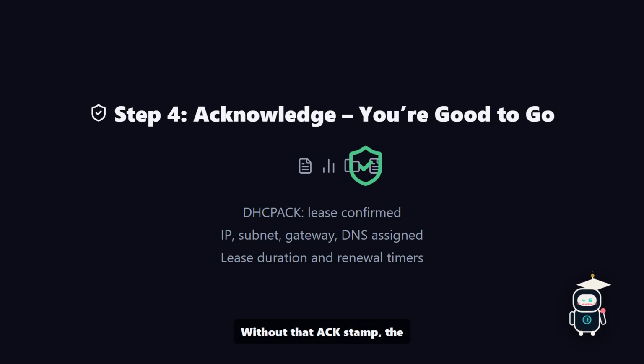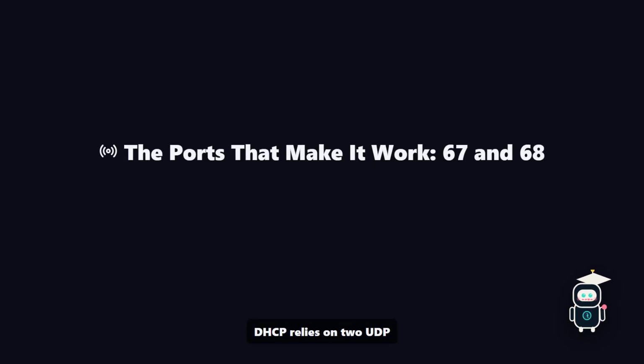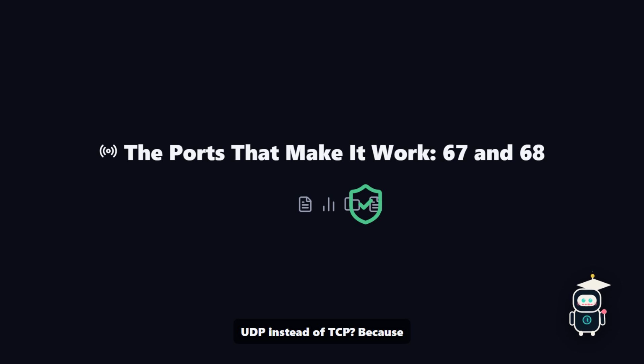Without that ACK stamp, the handshake is incomplete. DHCP relies on two UDP ports that must be open, one for the server and one for the client. Why UDP instead of TCP? Because DHCP is connectionless. The four-step exchange needs to be lightning fast, and UDP's fire and forget model is perfect. Firewall rules blocking these ports are the top cause of "DHCP server not responding" errors.